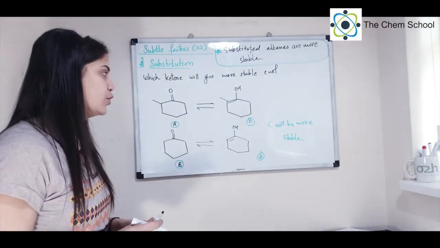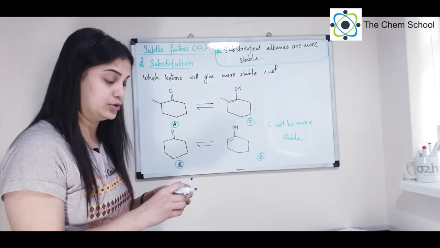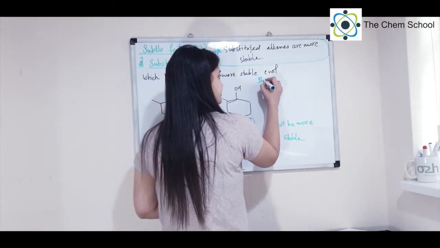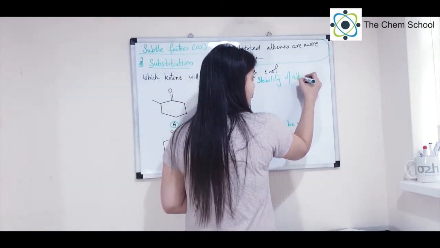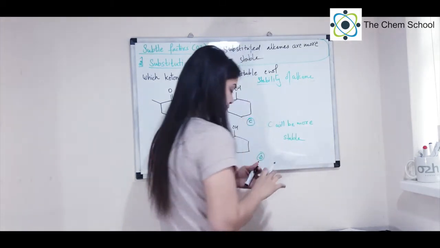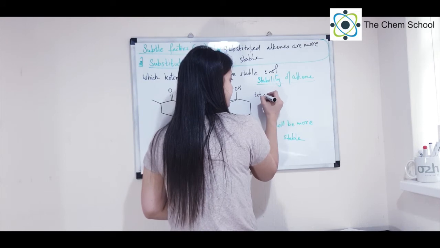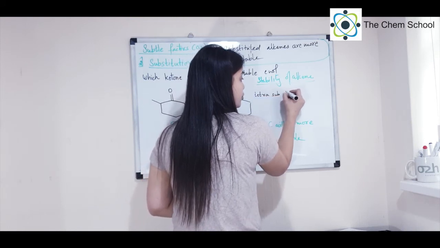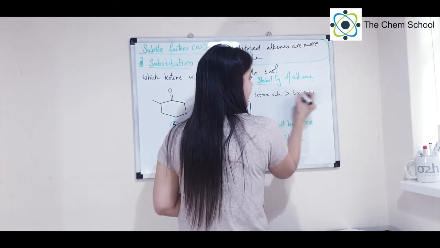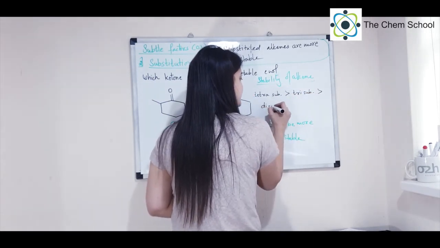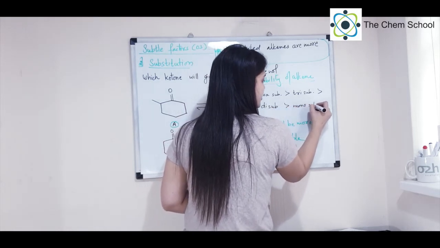Remember that alkenes which are tetra-substituted are more stable. So I am talking about the stability of alkenes. Just remember that. In the stability of alkenes, tetra-substituted is more stable than tri-substituted, then di-substituted alkene, and the least stable will be mono-substituted alkene.